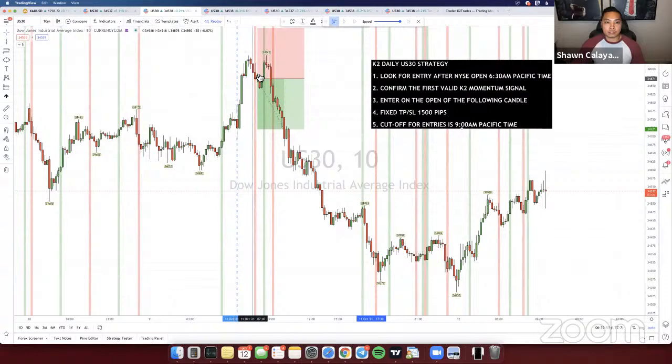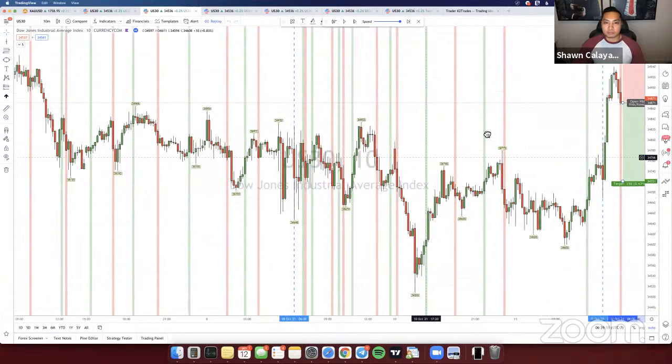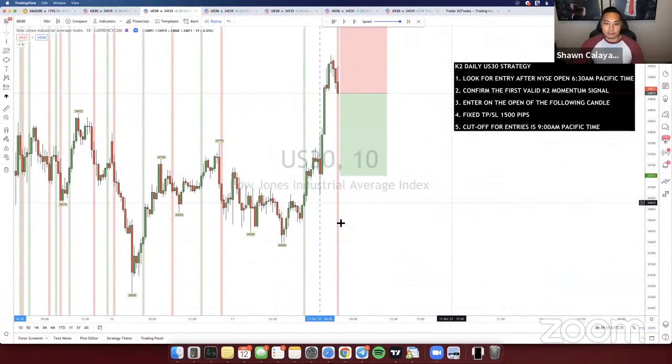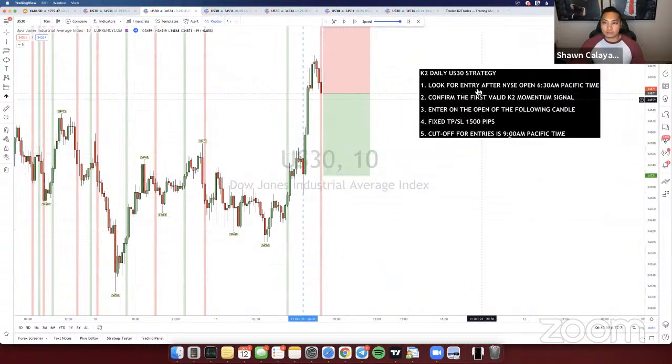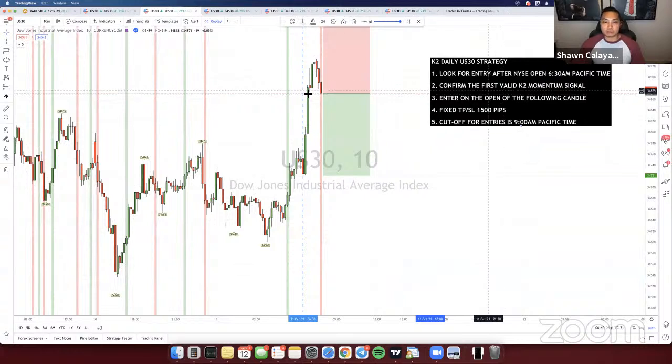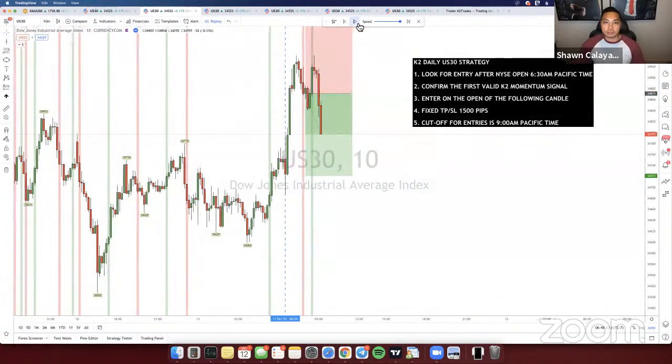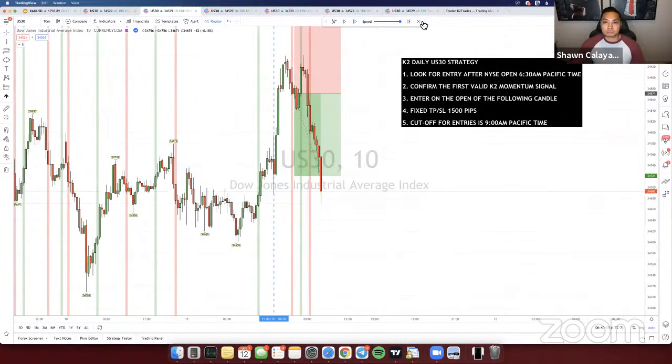So if you took this trade here, following the requirements, this is from yesterday. This is a trade you do once a day. This is on the 11th. You can see, look for entry after 6:30. Confirm the first valid K2 momentum signal, which should be right here, a valid sell signal. And then you enter on the open of the falling candle. TP's 1,500 pips. So if you were to let that run, you can see right there, it went straight to TP.